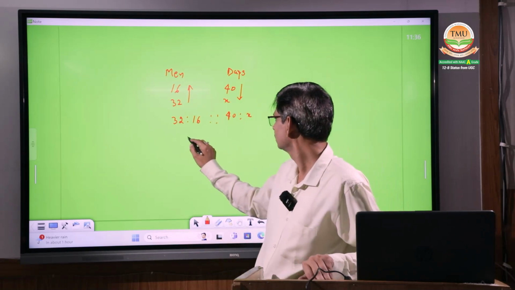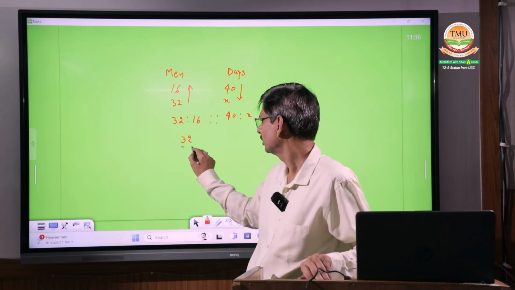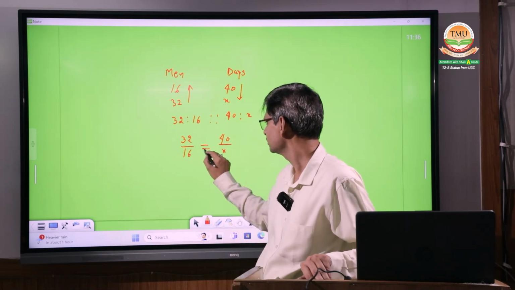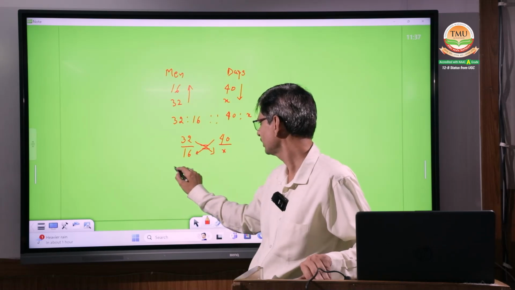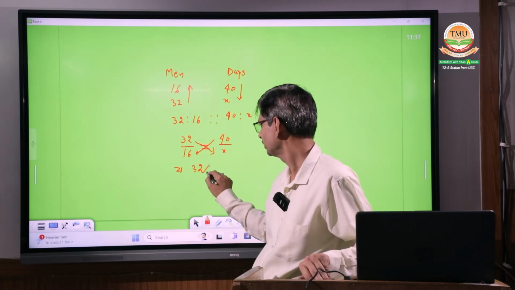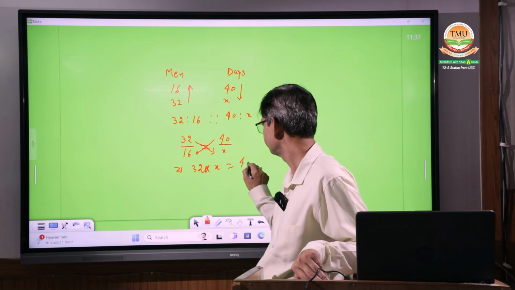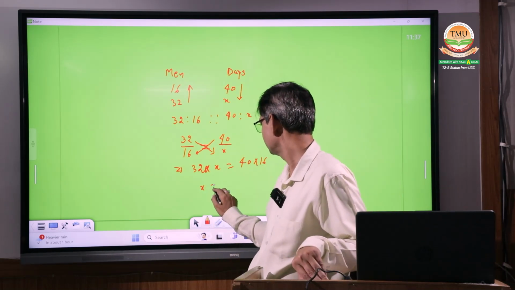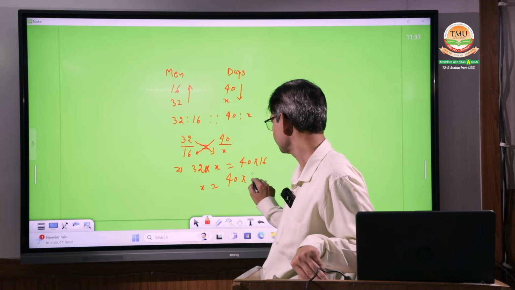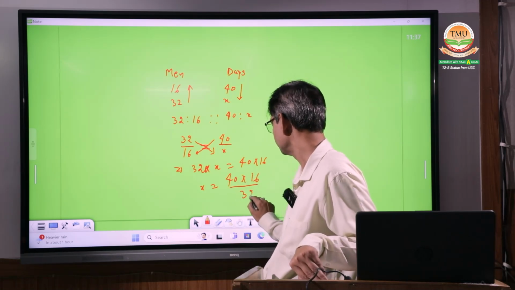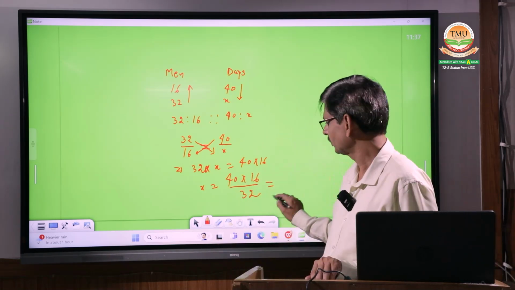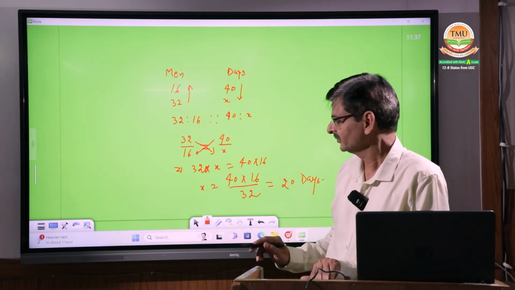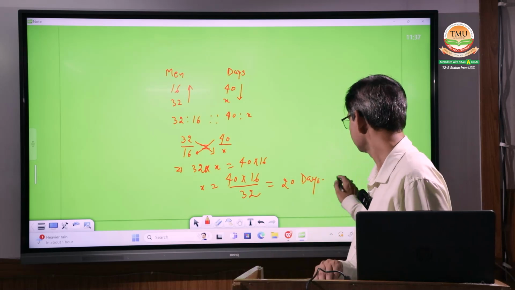Now that is 32 upon 16 is equal to 40 upon x. This will be multiplied crossly, that is 32 into x is equal to 40 into 16. Now x will be 40 into 16 upon 32. This will be 20 days. Now this is the answer.